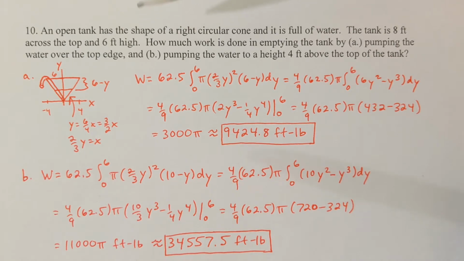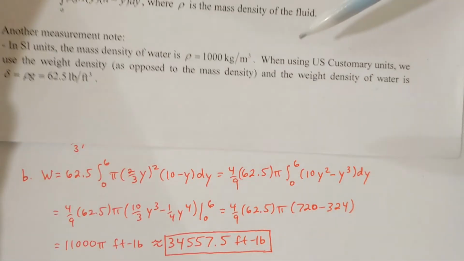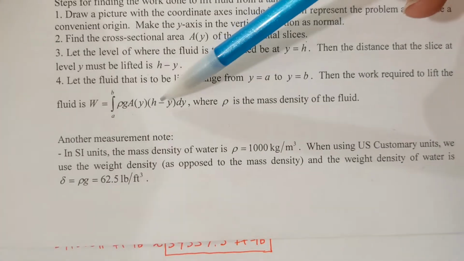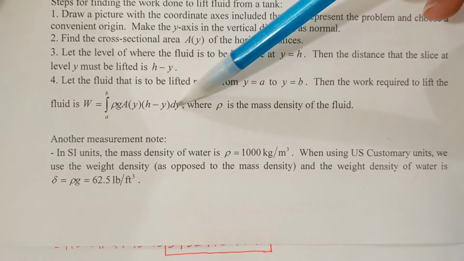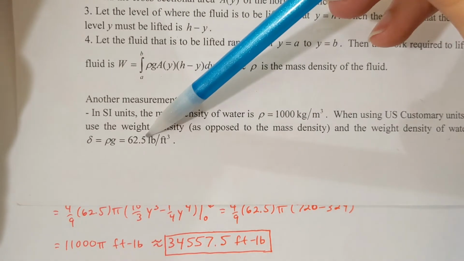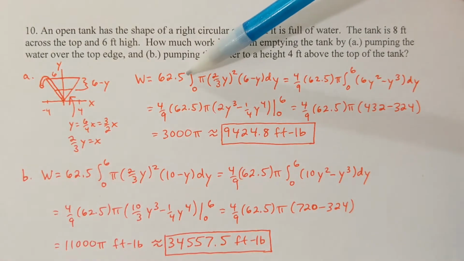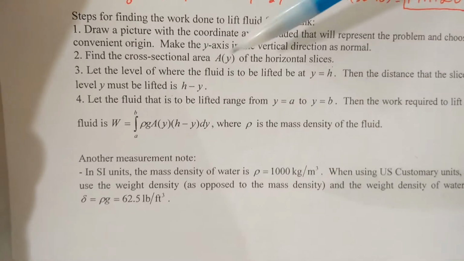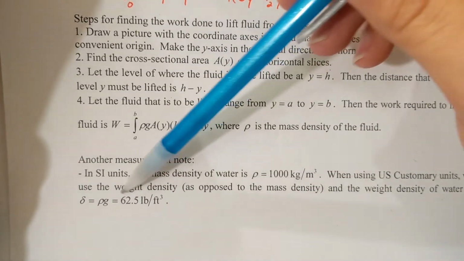Well, here's the integral formula that I'll need to be working with. And of course, I'm in the U.S. customary system, because of the units that are given there in feet, not meters. And the weight density of water is 62.5 pounds per cubic foot. So that's going to be a constant that would just go outside of my integral. That weight density already figures in the acceleration due to gravity, so I won't need to do that.